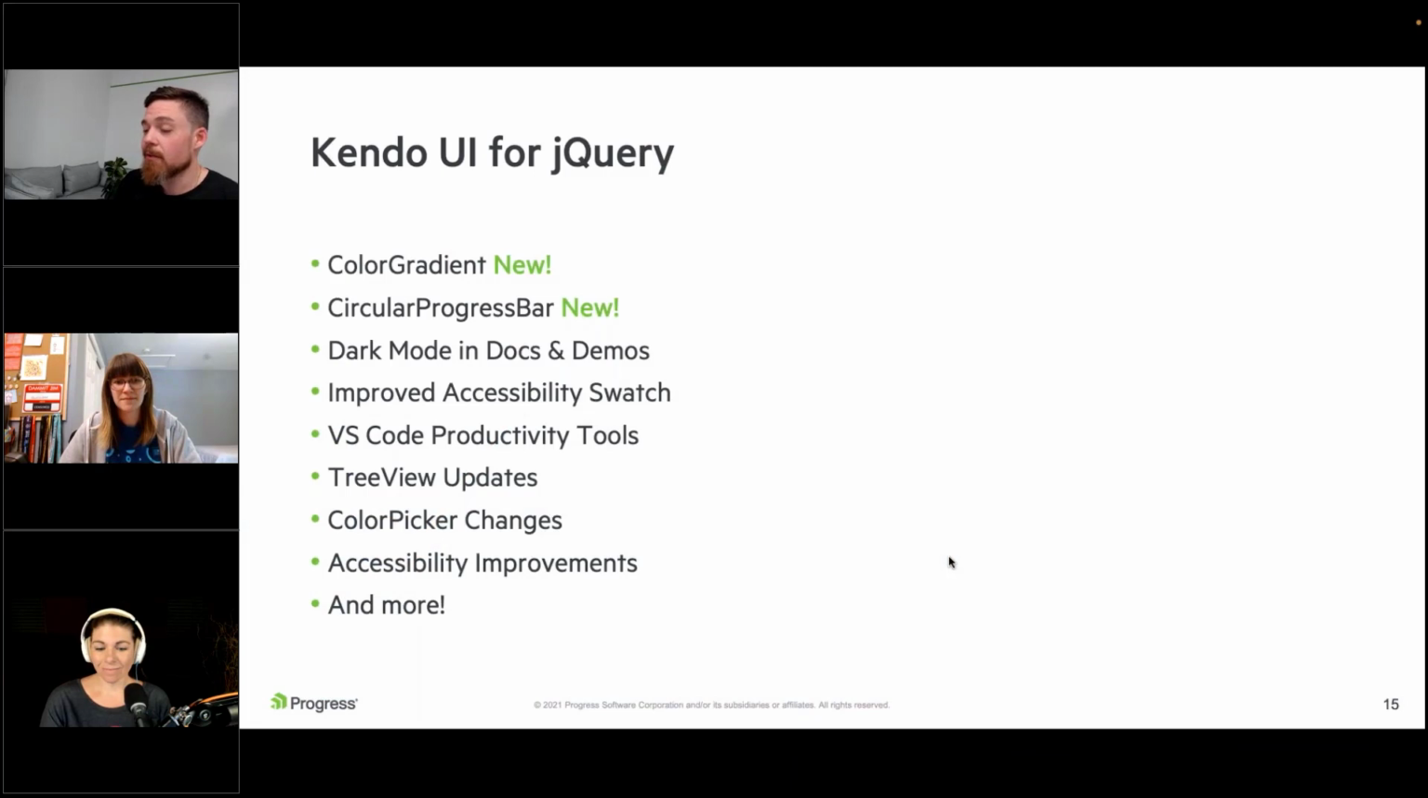But let's jump into Kendo UI for jQuery. So we have a lot of exciting new features here. First of all, we have two new components, the color gradient and the circular progress bar.